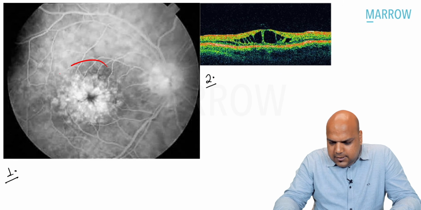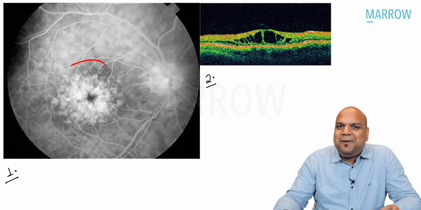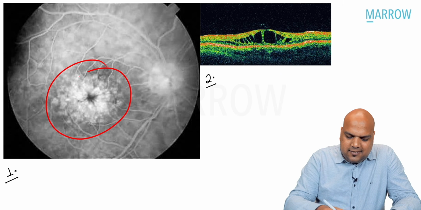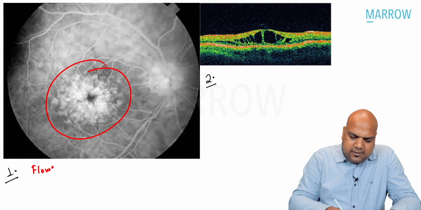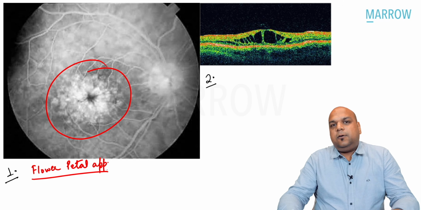All right, next image. I think I already know the answer based on the previous question. See this flower petal appearance. I think we've seen this image a lot of times now, and it is pretty clear. It looks like a marigold flower.